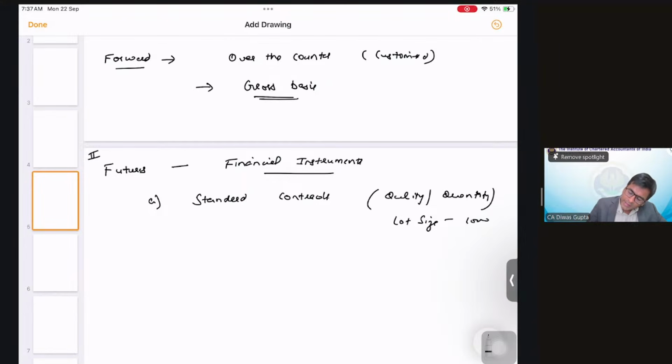Let's say the lot size is 1000. It will be defined in the contract because it is listed on a stock exchange, dealing in a stock exchange, regulated as we discussed. So the lot size will be standard here.